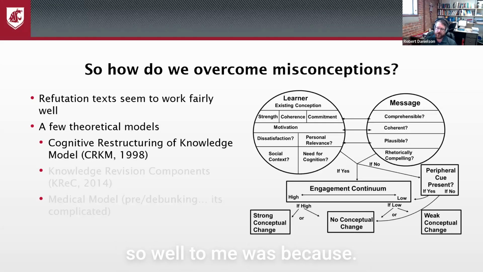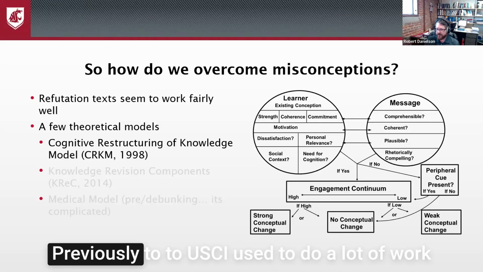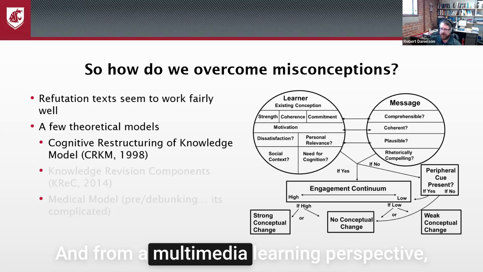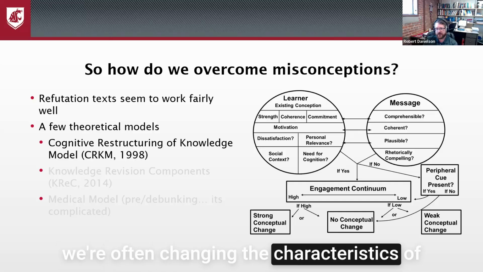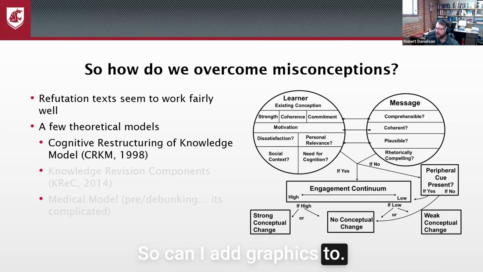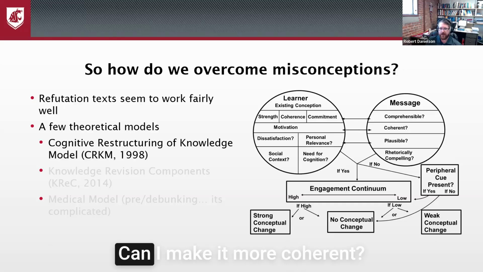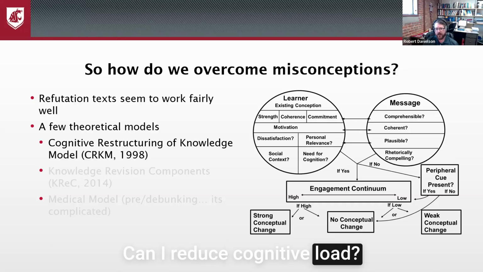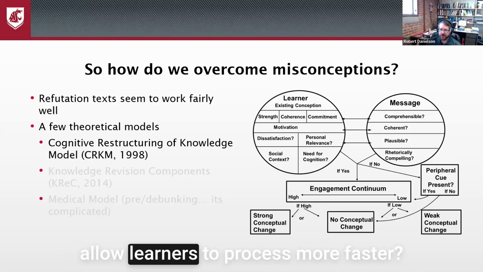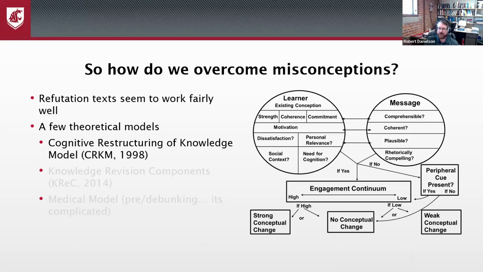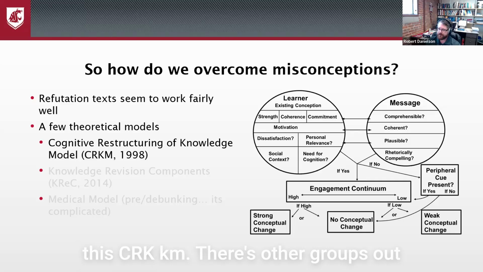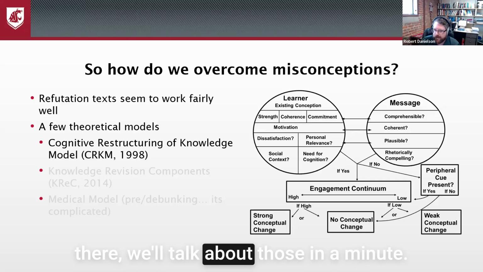Part of why this model spoke so well to me was because previously to USC, I used to do a lot of work with text graphics and multimedia learning. And from a multimedia learning perspective, we're often changing the characteristics of the message to make learning more efficient. So, can I add graphics to make this information more comprehensible? Can I make it more coherent? Can I reduce cognitive load? Can I change the text and graphic pairings around to open up different modalities to allow learners to process faster? So multimedia learning fit really well into this CRKM. There's other groups out there. We'll talk about those in a minute.